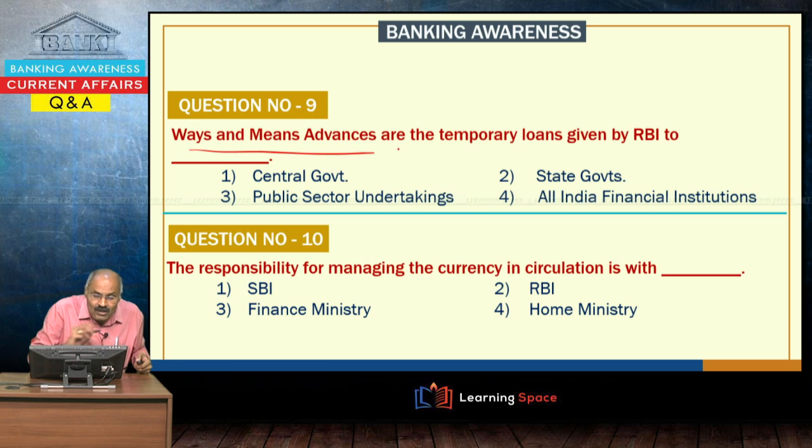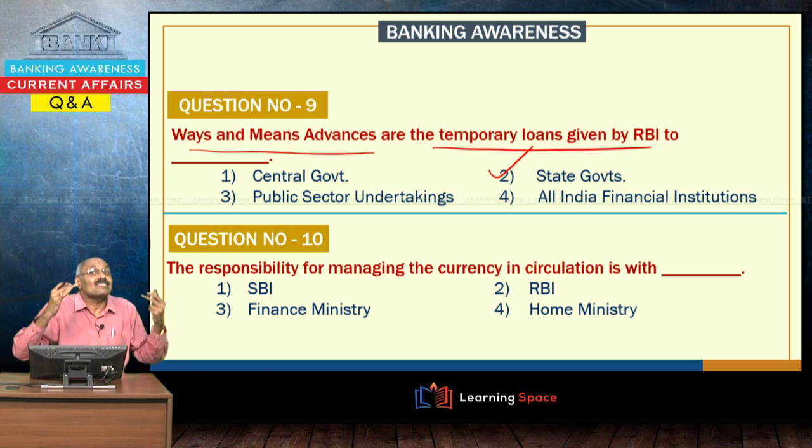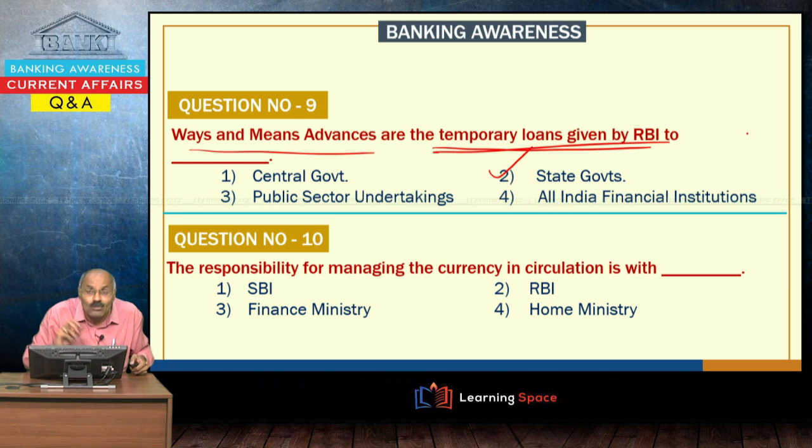Ways and means advances. Ways and means advances are the temporary loans given by Reserve Bank of India to the state governments. That means when a state government is having a problem in payment of salaries or in paying something, then Reserve Bank of India will give a temporary loan to the state government, that is known as ways and means advances. They are temporary loans given by Reserve Bank of India to state governments.